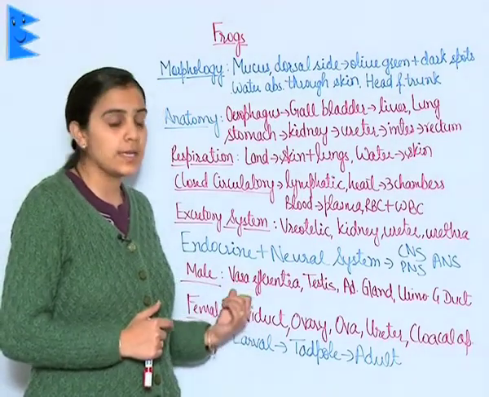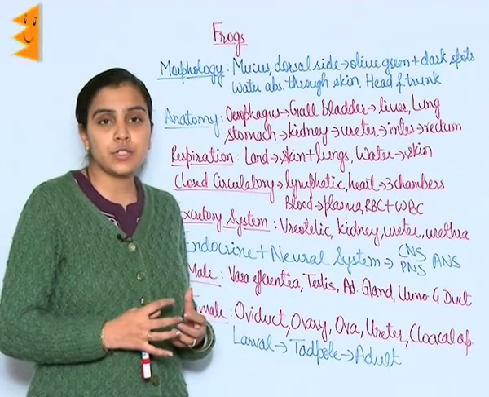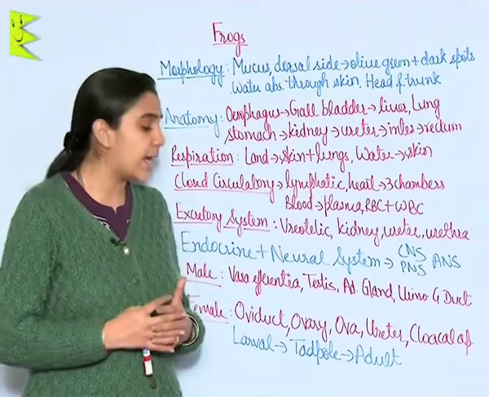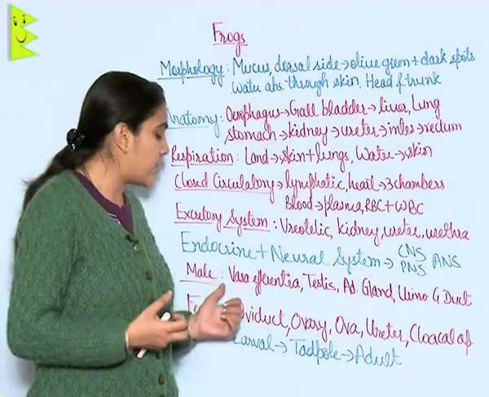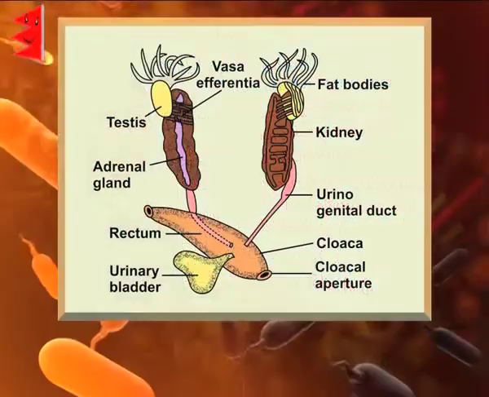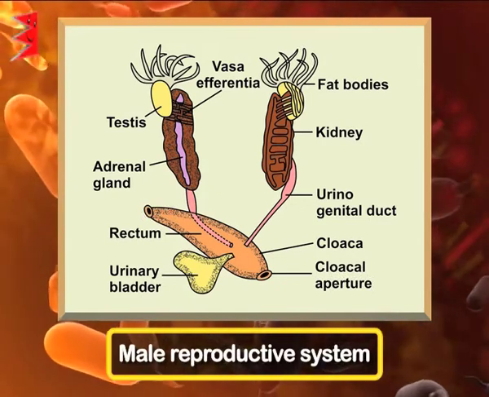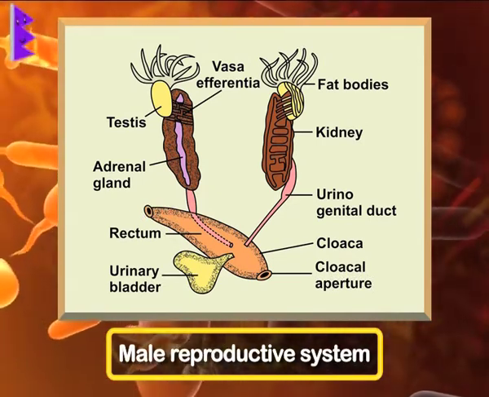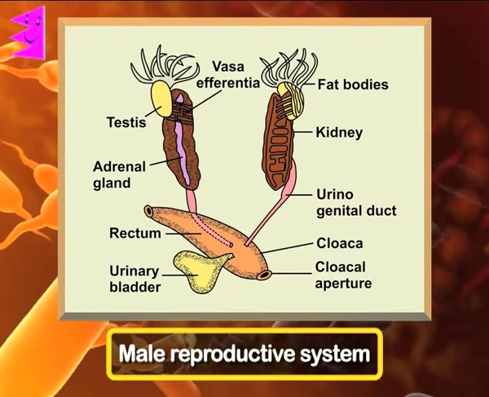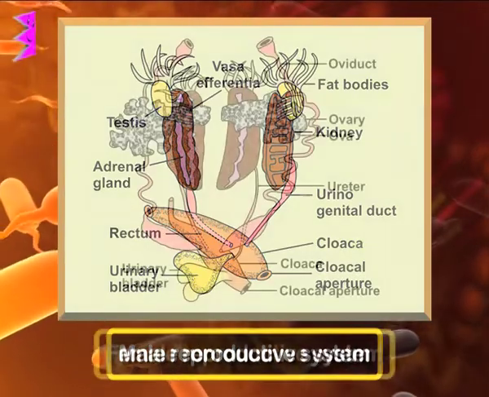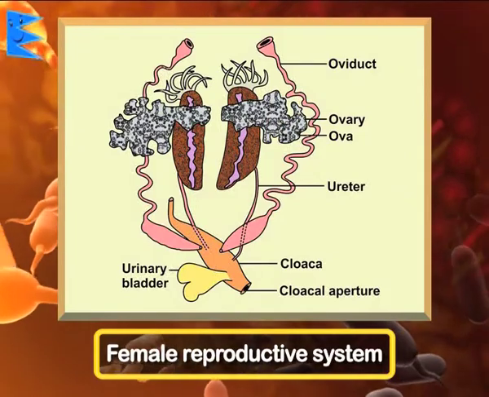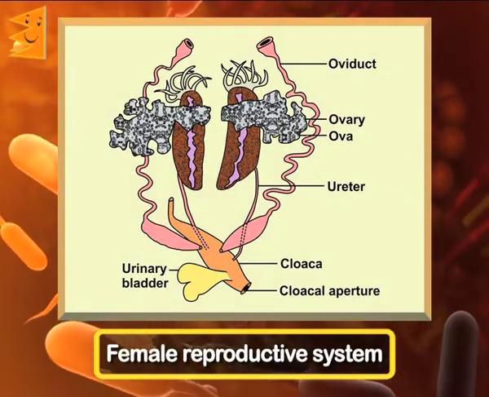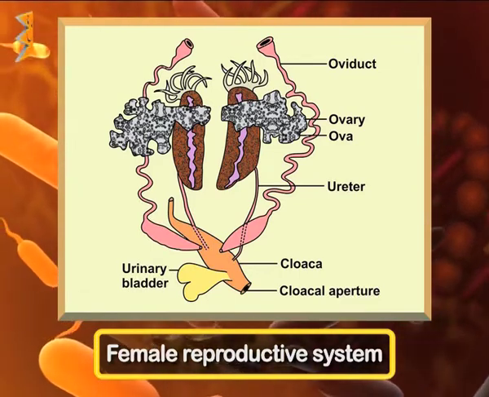Reproductive system, you can see in the diagram, they are dioecious. The two sexes are distinctly separated and well developed. In the male reproductive system, vasa efferentia, which are 10 to 12 in number, are present. Testes, adrenal gland and urinogenital duct are present. In the female reproductive system, oviduct, ovary, ova, ureter and cloacal apparatus are present.